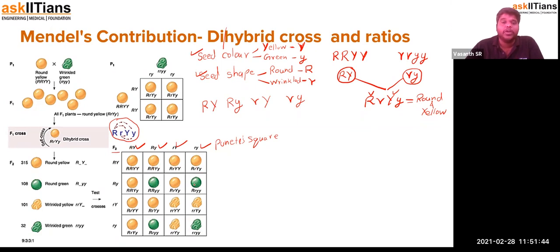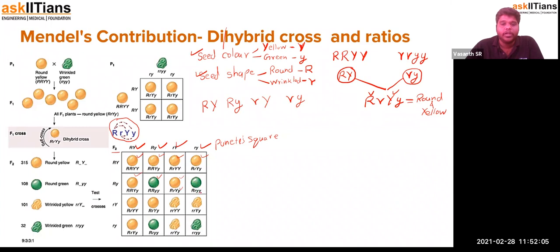Likewise, if you keep on writing, you'd get round yellow, because capital R, capital Y are present. Round yellow, capital R, capital Y present. Round yellow, capital R, small y, so there is no capital Y, so it will be green in color, round green.